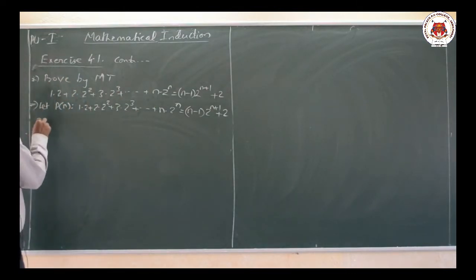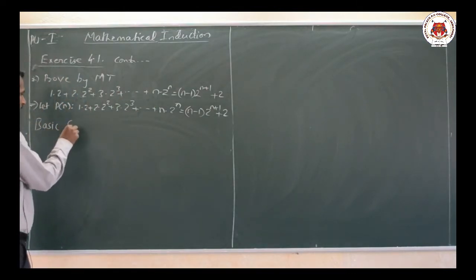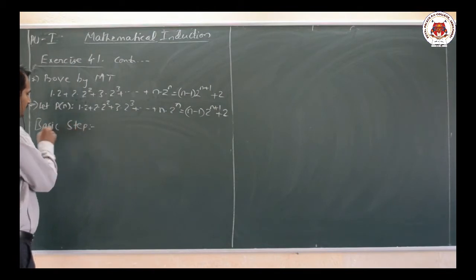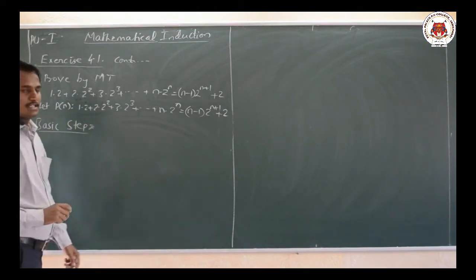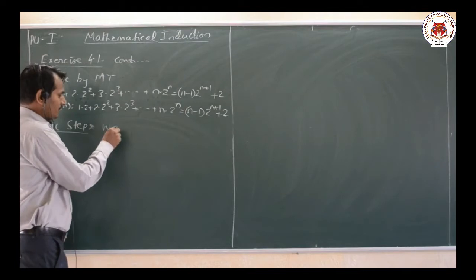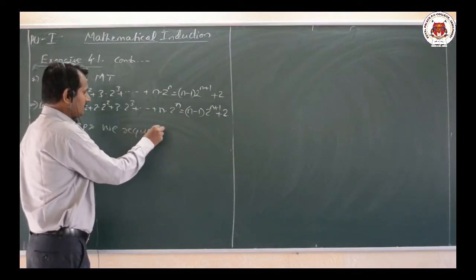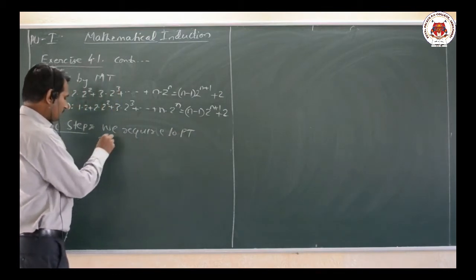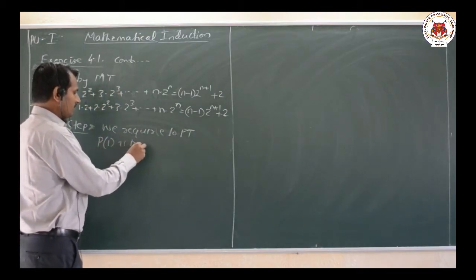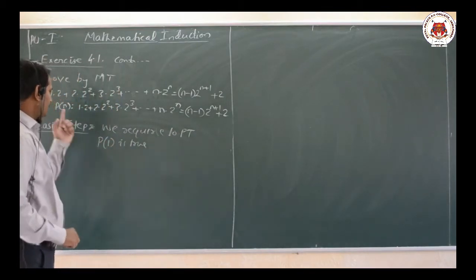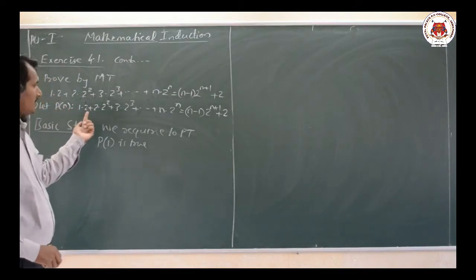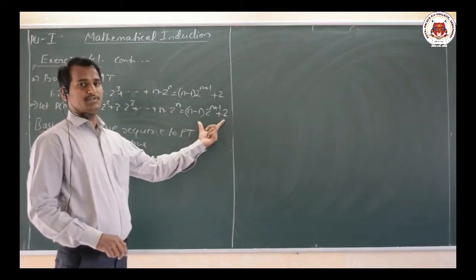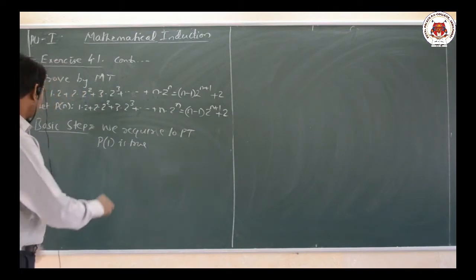Now let us start with the basic step. Dear students, what is this basic step? In this basic step, we require to prove that p of 1 is true. That means at n is equal to 1, in the LHS the first part, and in the RHS if I put n is equal to 1, it should satisfy.